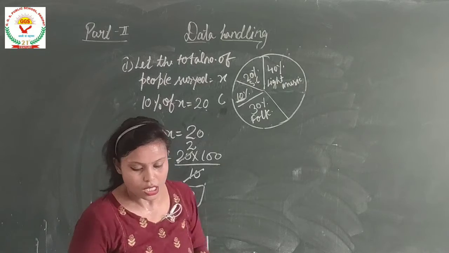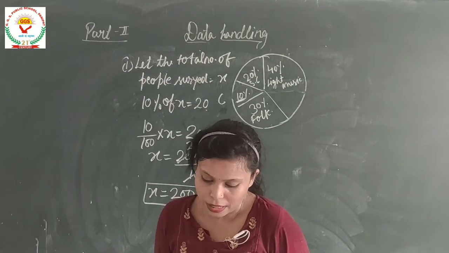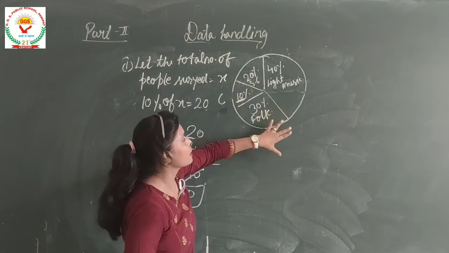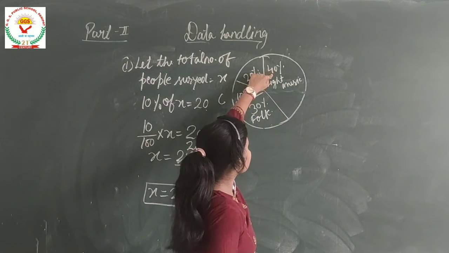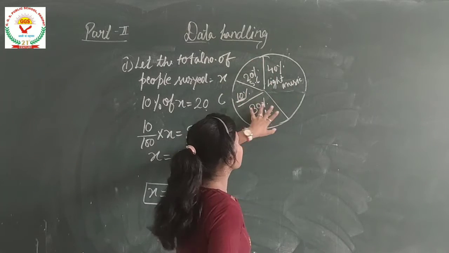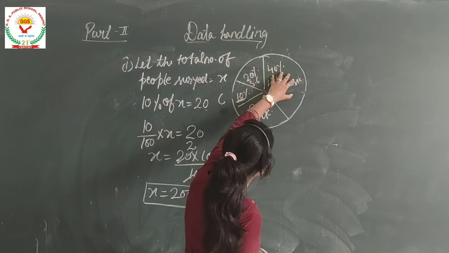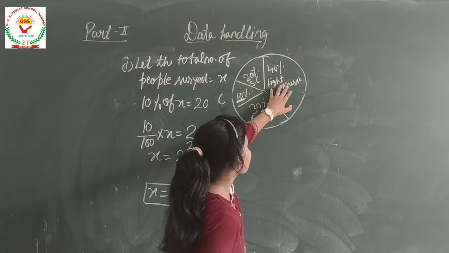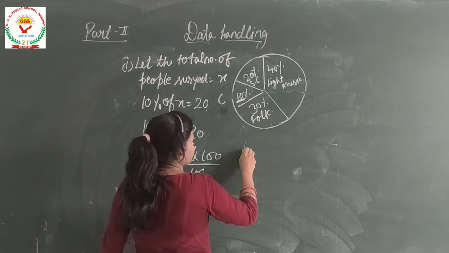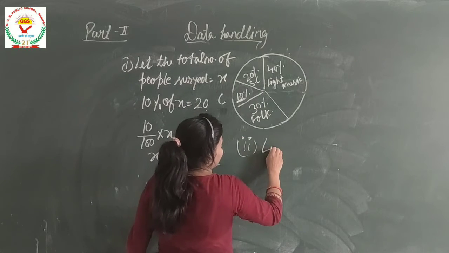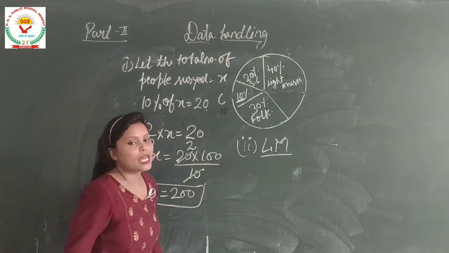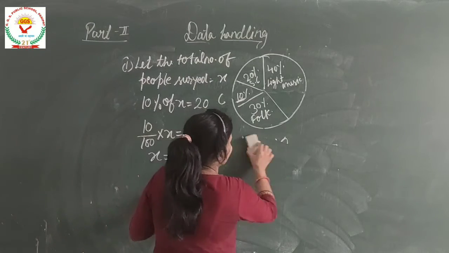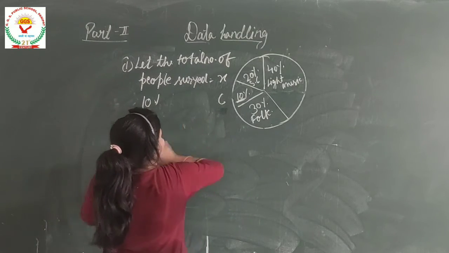Let's do question number 2. Question number 2 is, which type of music is liked by the maximum number of people? This is very clear: if this is the maximum percentage in this pie chart, then this music will also be liked by most of the people. So light music is the answer to the second question. That means light music is liked by most of the people.